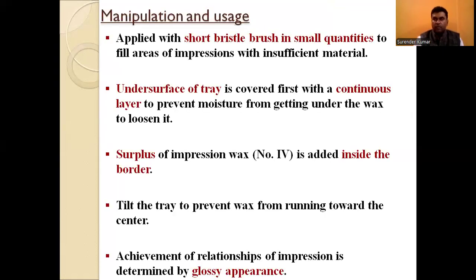Manipulation in use: you can apply them with soft bristle brushes in small quantities to fill the areas of the impression with insufficient material. The surface of the tray is first covered with a continuous layer to prevent moisture from getting under the wax. To loosen the surplus of the impression, number 4 is added inside the bottles. Then the tray is tilted to prevent the wax from running towards the center.